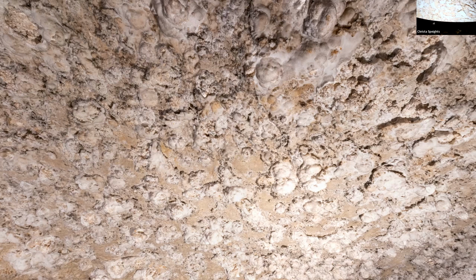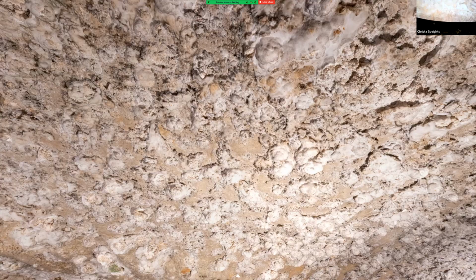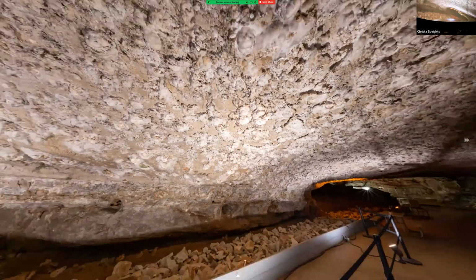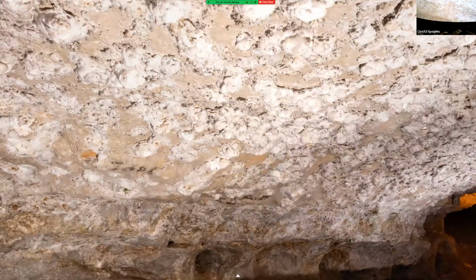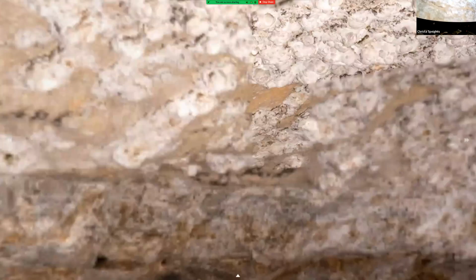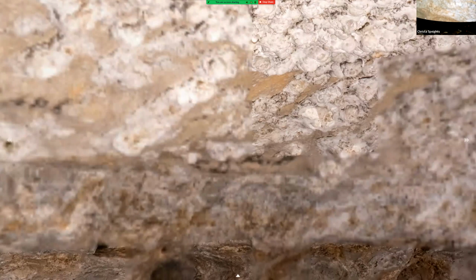gypsum. And it can take all these different forms. So it can make these snowball forms. Let me see if there's any visible here. I know there's some in this room. Sometimes it makes little flowers.